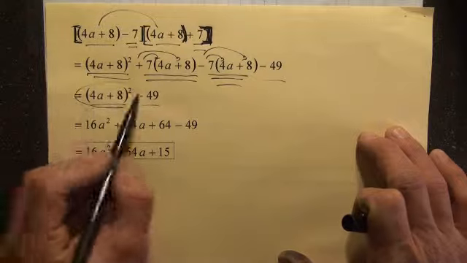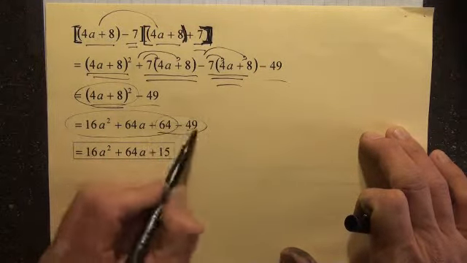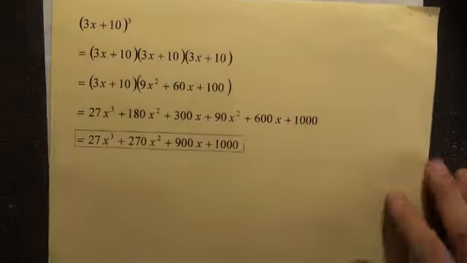Okay? Then we're going to do FOIL on that. Square that out. Okay? Bring the 49 down. Combine these together. Plus 15. You're all set. All right? Next one.